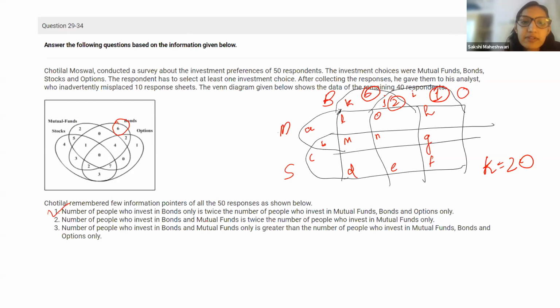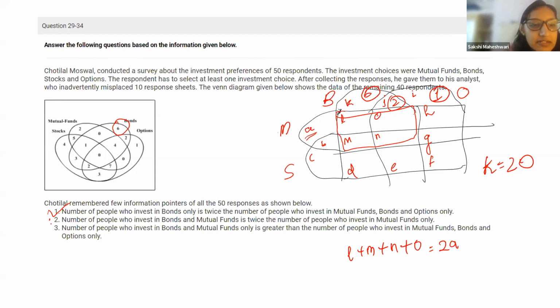The number of people who invest in bonds and mutual funds is twice the number of people who invest in mutual funds only. So for bonds and mutual funds, look for the intersection between bonds and mutual funds. It is this rectangle, right? And this equals twice the number of people who invest in mutual funds only. So this gives us L plus M plus N plus O equals twice A. This is mutual funds only.